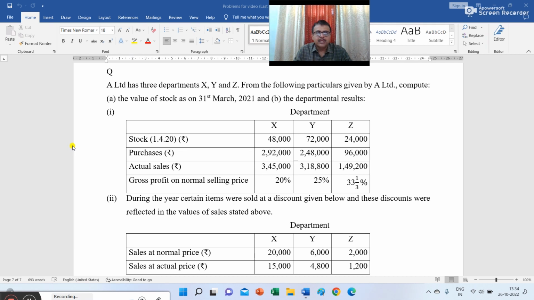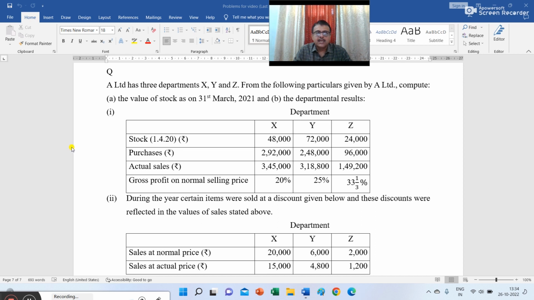Purchases during the year is 2,92,000, 2,48,000 and 96,000. Actual sales 3,45,000, 3,18,800 and 1,49,200. Gross profit on normal selling price is 20%, 25% and 33 1/3%.